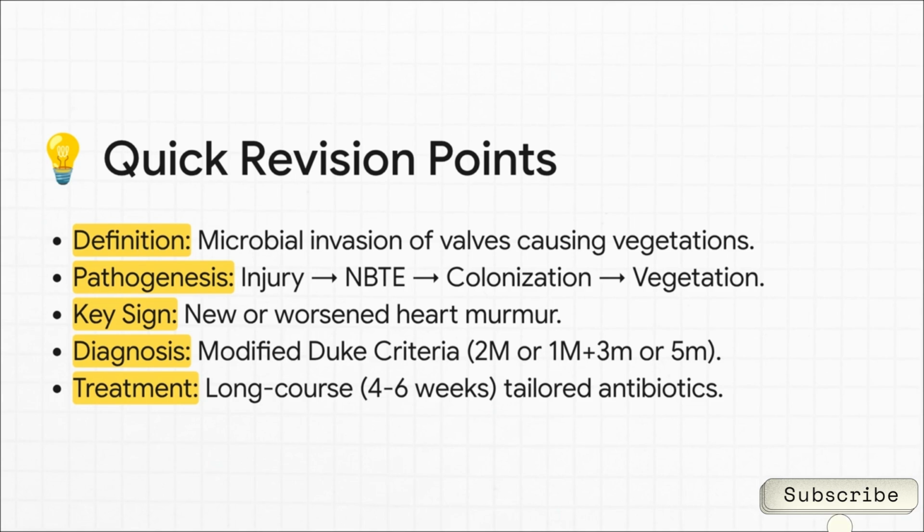Okay, let's lock this all in. Here are your final rapid-fire revision points. The definition: it's a microbial invasion of heart valves causing vegetations. The pathway: injury to sterile clot to colonization to infected vegetation. The number 1 clinical sign you cannot miss: a new or worsened heart murmur. The diagnosis: that's the modified Duke criteria. Remember the 2 or 1 and 3 or 5 rule? And treatment: it's a long 4 to 6 week course of IV antibiotics, always tailored to the bug and the valve.